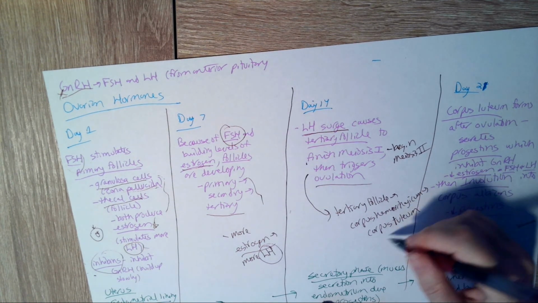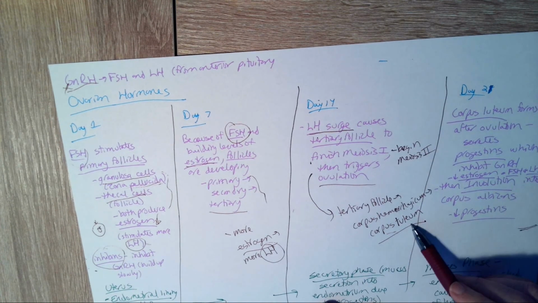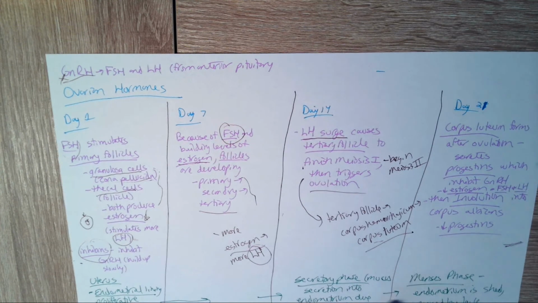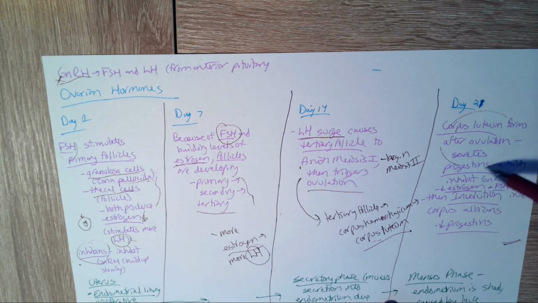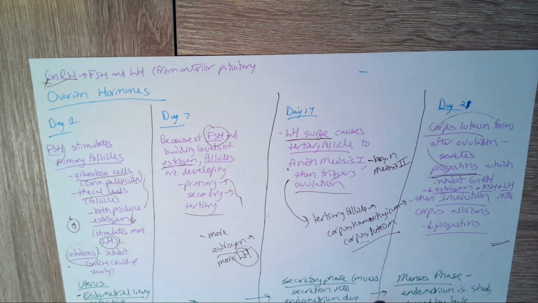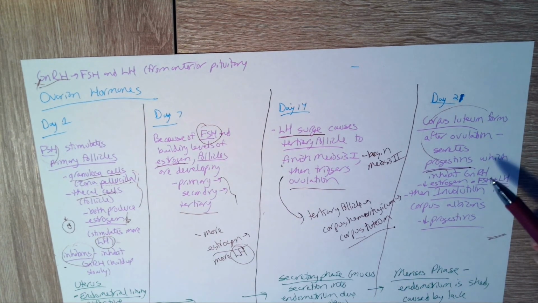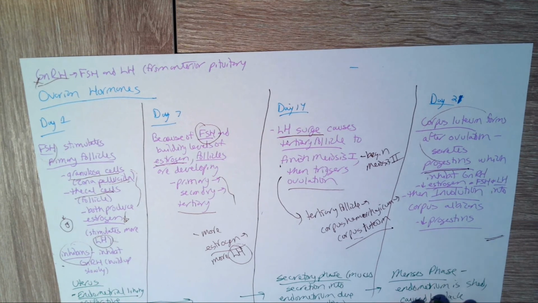So the corpus luteum, that's why this is called the luteinizing hormone, because it causes the formation of the corpus luteum. And what the corpus luteum is going to do is it secretes a hormone called progestin, or progesterone, which is probably the form that you've heard of it before. Progesterone is just a specific kind of progestin.